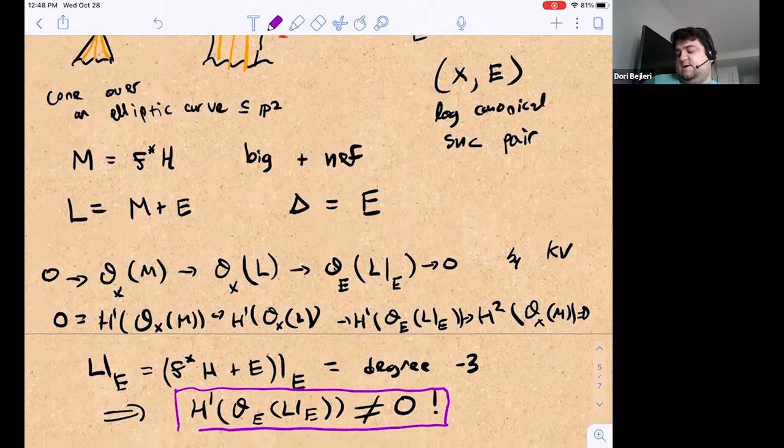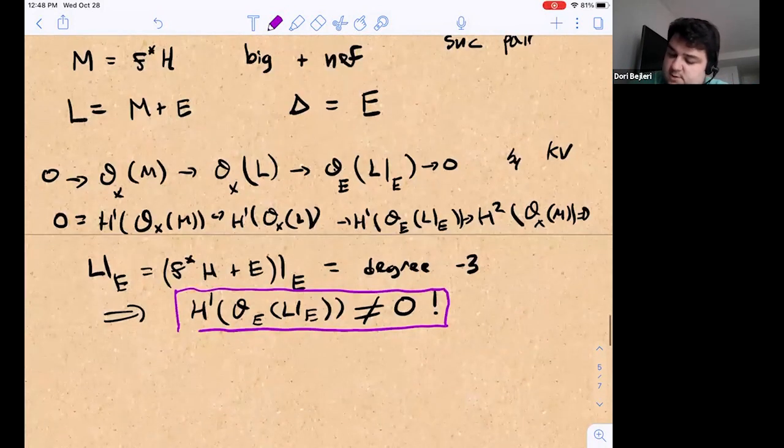Okay, so what's really going on here? The issue is that this L, when we restrict it to E, it's still equal to M restricted to E plus E restricted to E. But the issue is this M doesn't have enough sections on E. This M is just trivial on E. In particular, it's not big on E, and so there's no reason for this H1 to vanish on our curve, and that implies that this H1 can't vanish upstairs either.